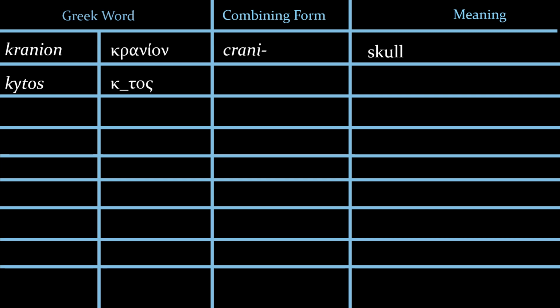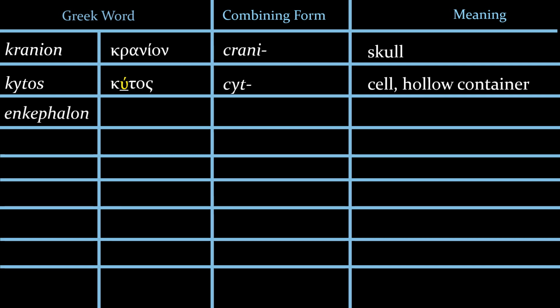It's spelled with a Y in English, and as has been mentioned in many of my other videos, Y and the letter U are essentially the same. So we would put an epsilon here, kitos. The combining form is CYT, and again, the kappa has become a C. And this is where we get cell or hollow container.